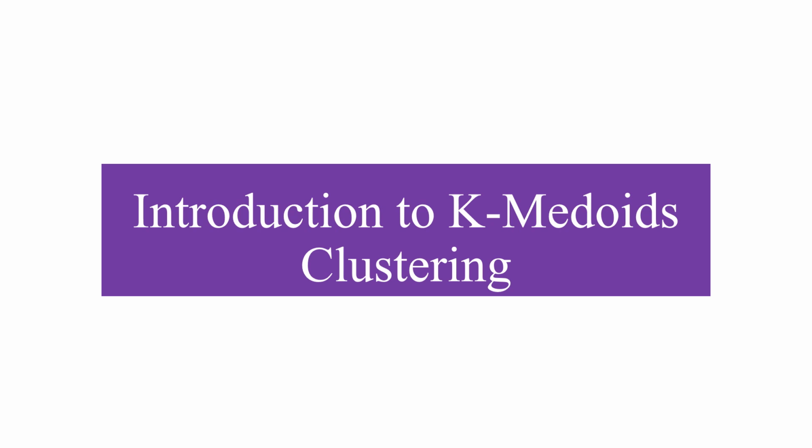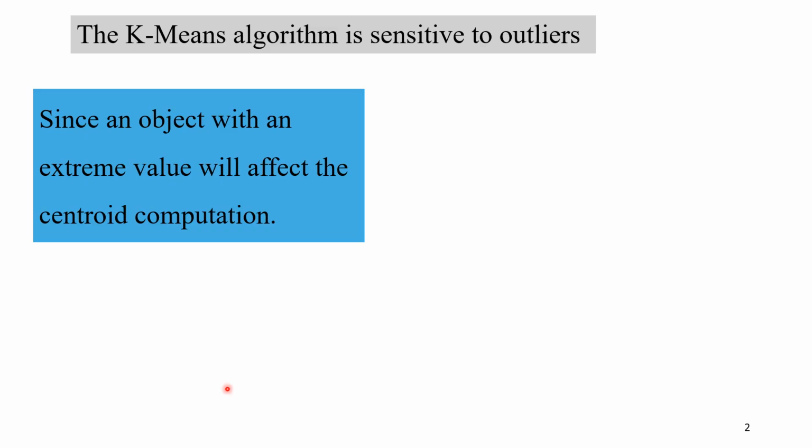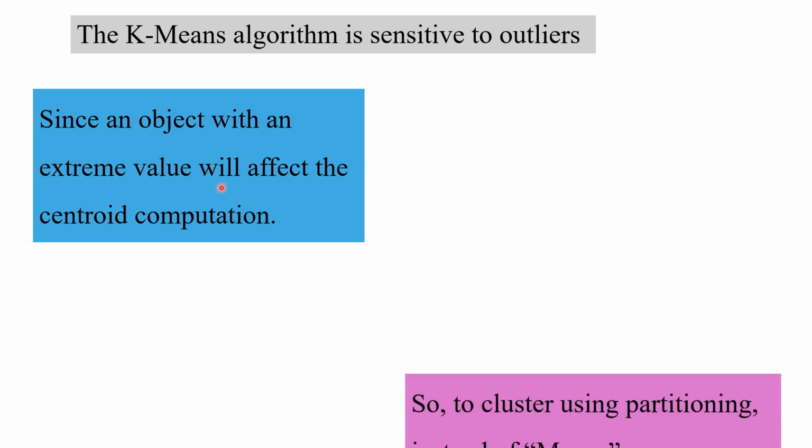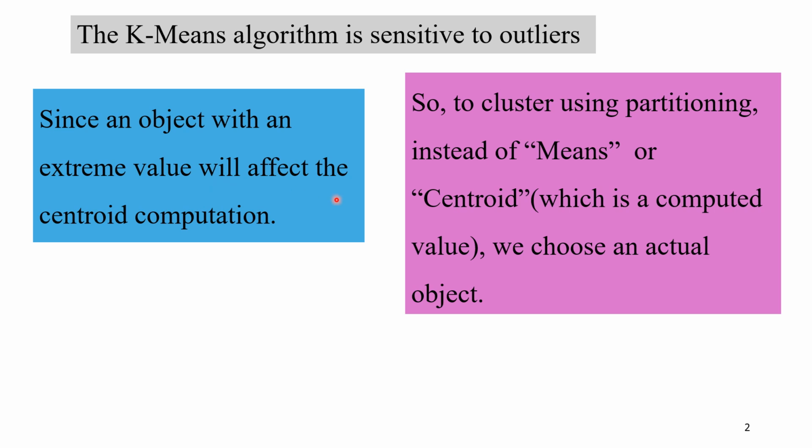K-Medoids clustering. Today we'll have an introduction to that. The K-means algorithm is sensitive to outliers because an object with an extreme value will affect the centroid computation and also the clustering. So, to cluster using the partitioning method instead of means or centroid, which is a computed value, we choose an actual object.